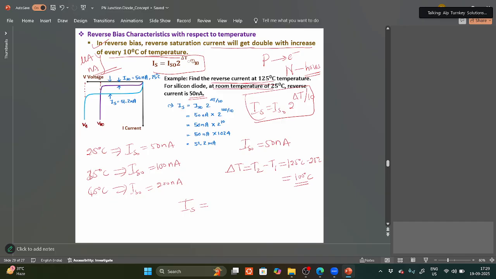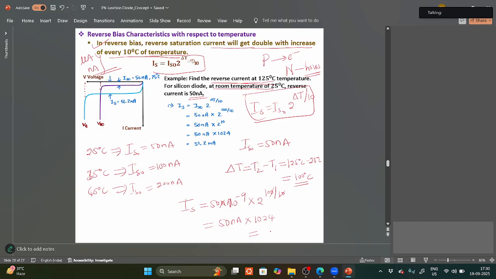Okay, the current is not equal to 50 nanoamps. 50 nanoamps means 50 into 10 power minus 9, since nano means 10 power minus 9. Then 10 power minus 9 into 2 power delta t by 10, where delta t is 100 by 10. So this one can get cancelled. So 50 nanoamps into this is 2 power 10, which is 1024.